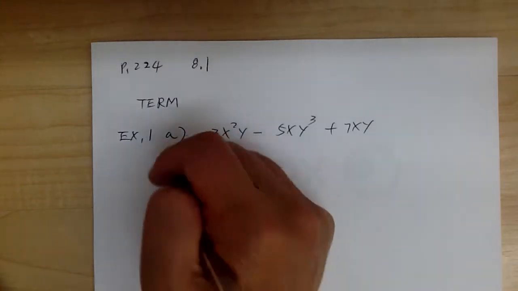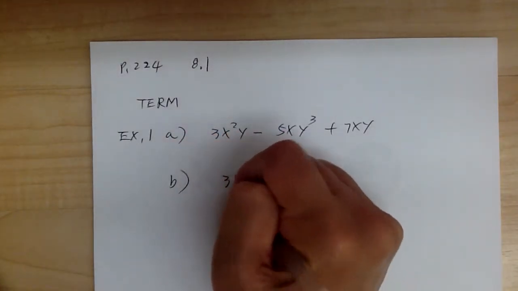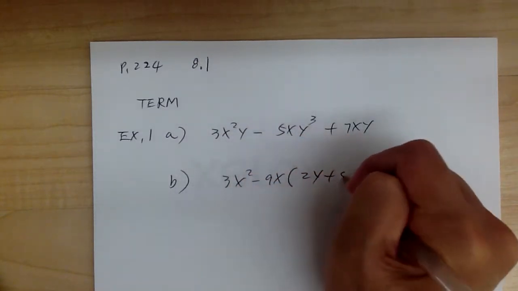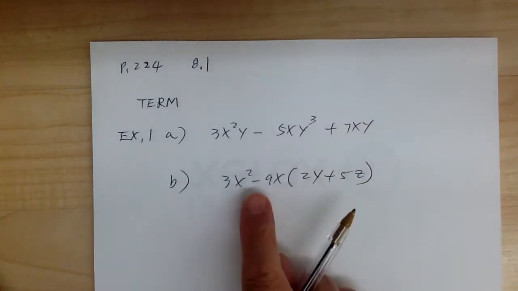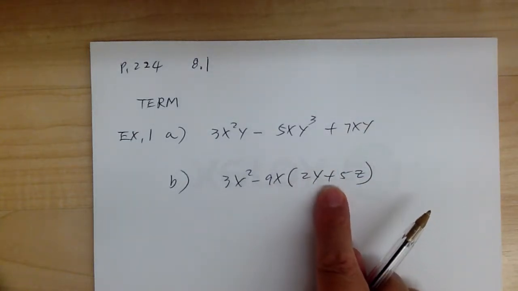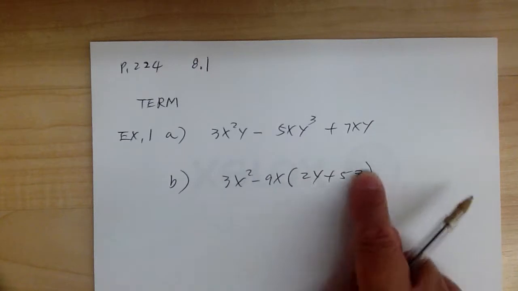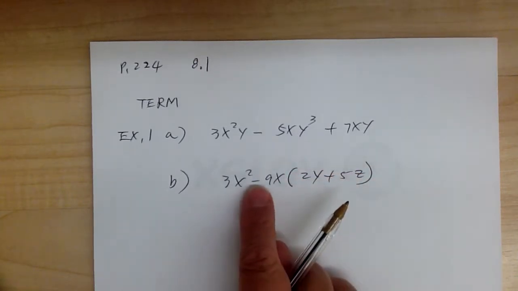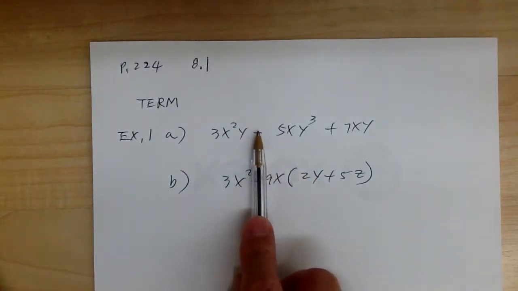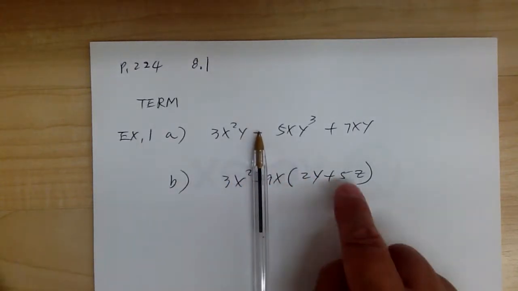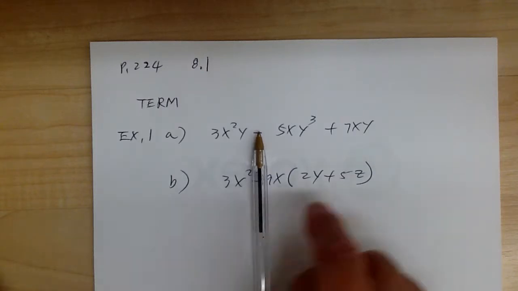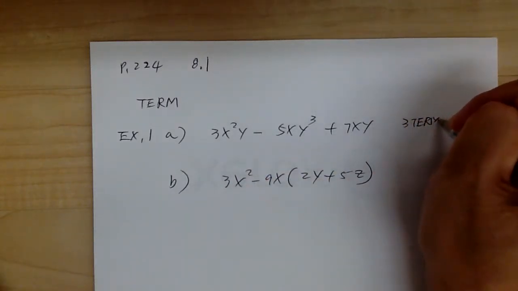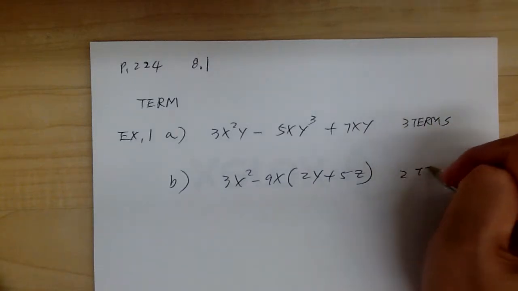Now let's go to B. You've got 3x squared minus 9x parentheses 2y plus 5z. Notice there's a subtraction and an addition, but because this addition is inside the grouping symbol, it does not count, so you don't worry about that. The only one you have to worry about is this one here, which is used to separate. So you've got one term here, one term here. This one has 2 terms.